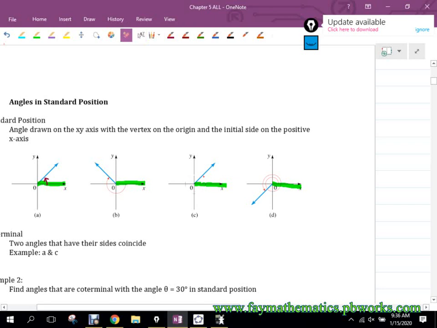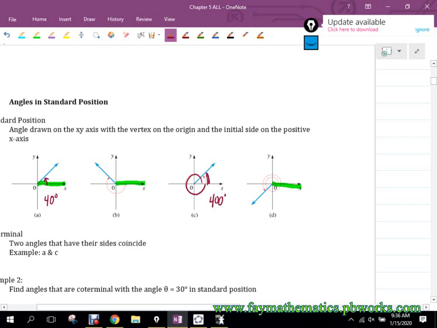But when I draw in those red arcs, now it's showing me that this angle here, let's just say, is 40 degrees. This one here, that's still 40 degrees. But this shows me I've moved 360 more than that, right? So this should be 400 degrees. That makes sense, everybody? Yeah.